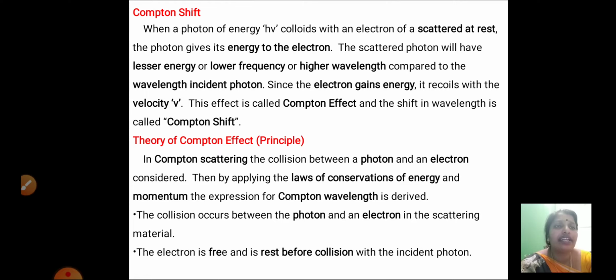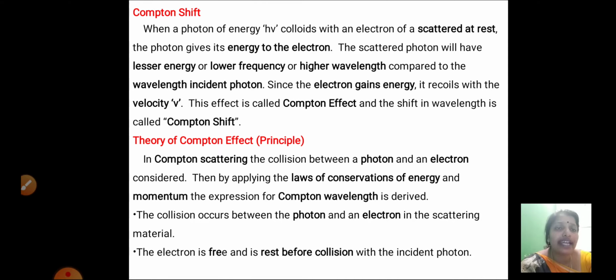Since the electron gains energy, there is one component for the scattered photon and another component for the recoil of the electron, with momentum p equal to mv. This effect is called the Compton effect. The shift in wavelength is called Compton shift. Now, the theory of the Compton effect.